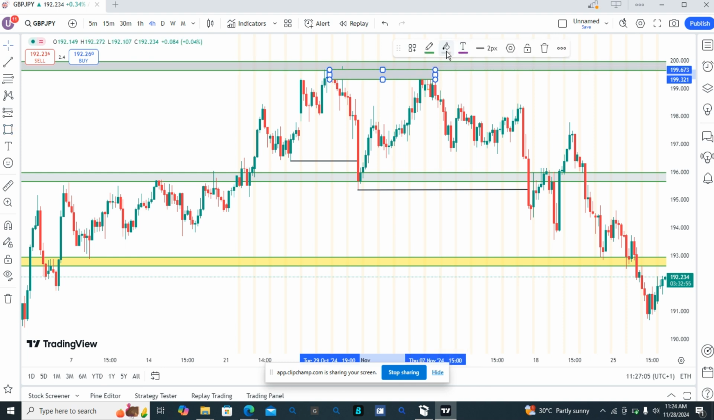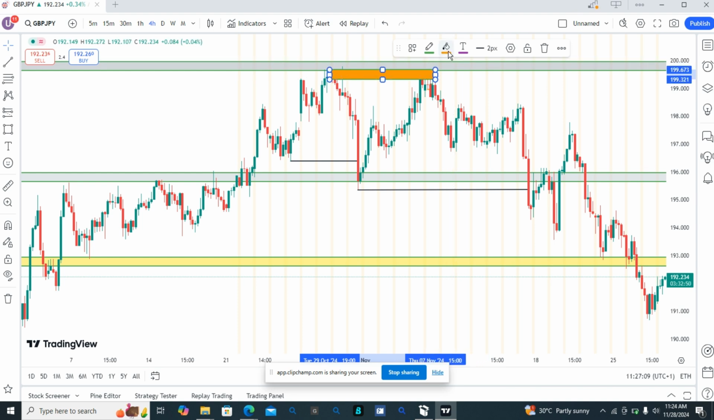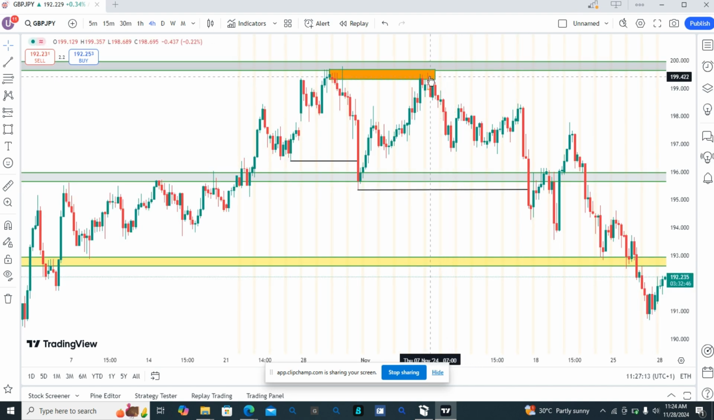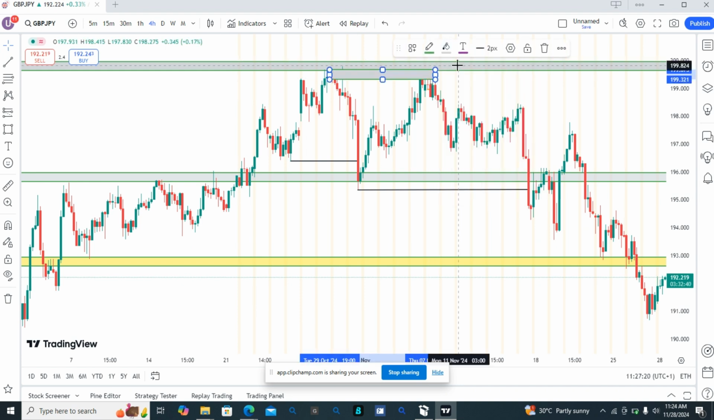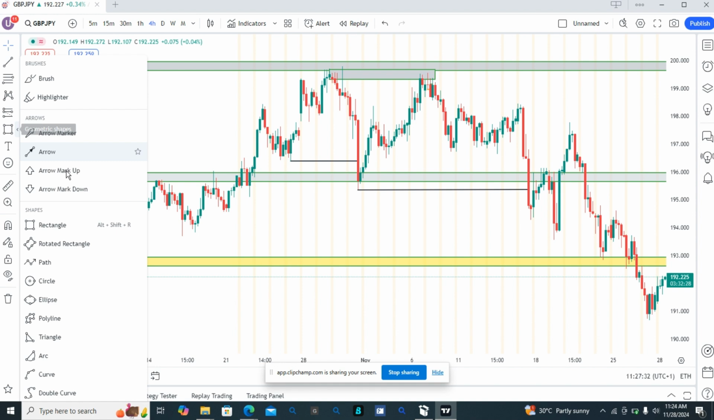So now that I have highlighted this order block, all you need to do now is to do what? This color is too much. Let me use another color. Now that you have highlighted this order block, the next thing we need to do now is to do what? Move down to 15 minutes. When we move down to 15 minutes, see what we expect to see in 15 minutes.